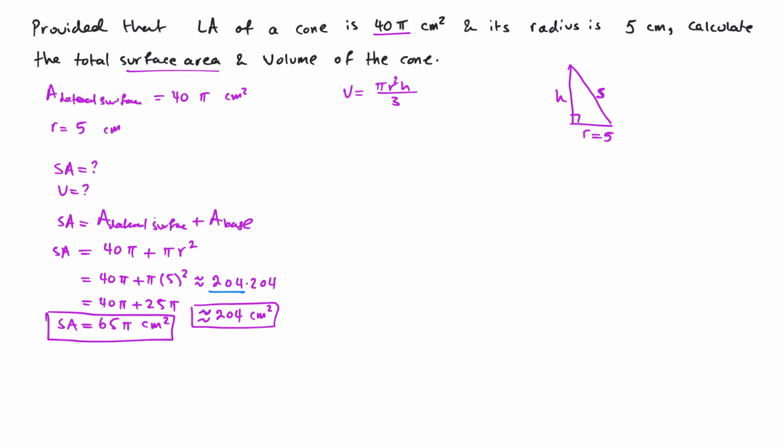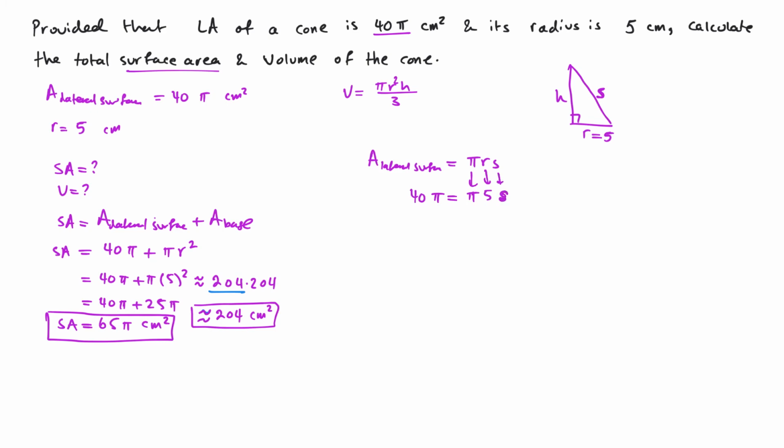And so let's write lateral surface area, or LA, lateral area. In terms of an equation, I do have one for this, and it is pi rs. I know that the lateral area is 40 pi, so I can write that 40 pi is equal to pi, the r value is 5, and I don't have s, so that's what I'm trying to find.